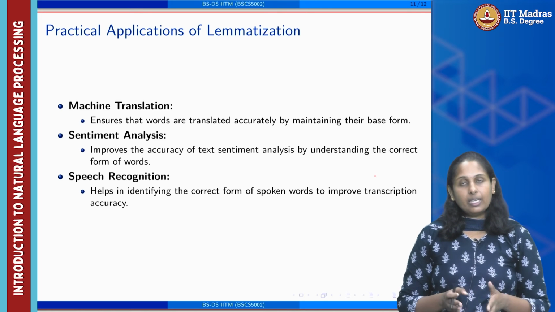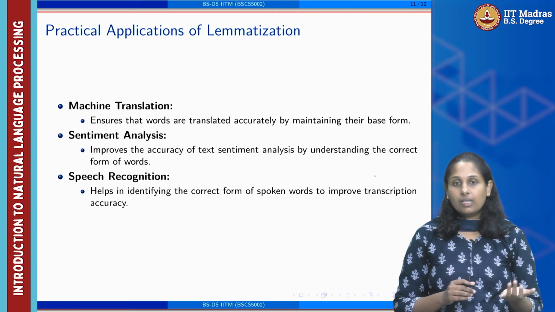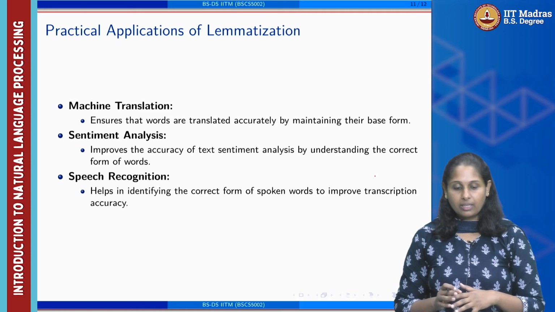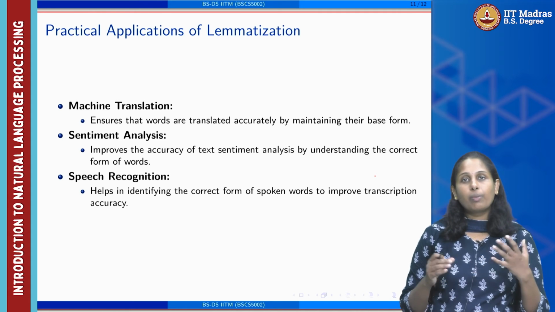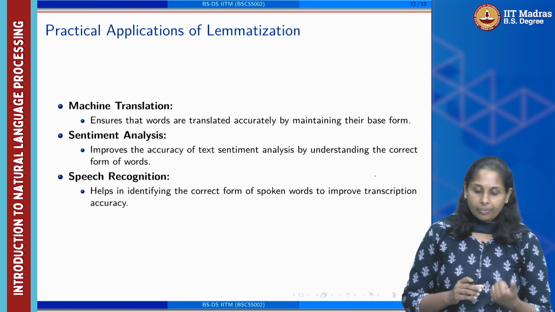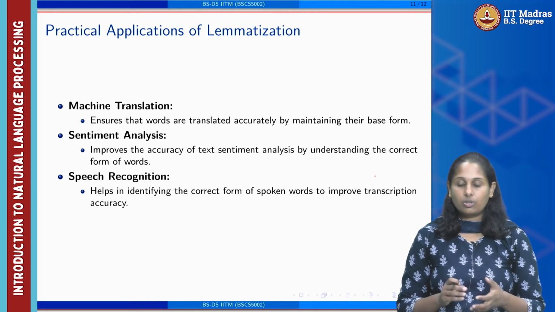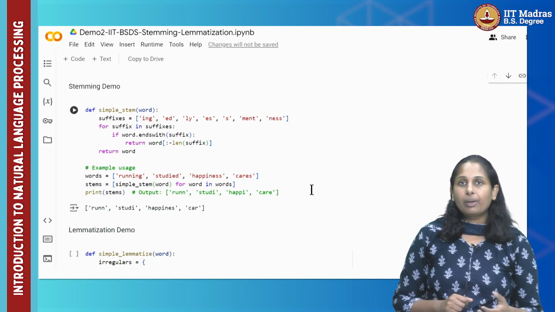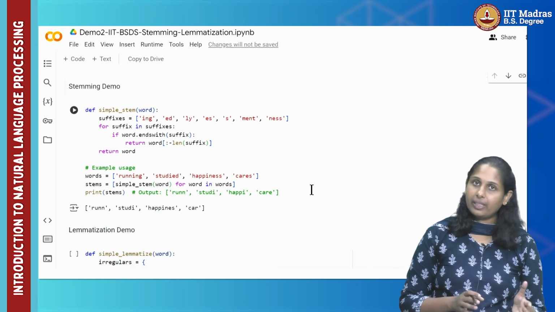Whereas the practical application of lemmatization is that it helps us in machine translation, because sometimes we need to ensure that the word is translated accurately while maintaining the base form. There it can be implemented. And in sentiment analysis, when we have multiple words, identifying a common base form might help us. And in speech recognition also, it helps us identify the correct form to improve transcription accuracy. Okay, in this video we can see the code demo on how we can implement stemming and lemmatization using Python packages as well as Python code.